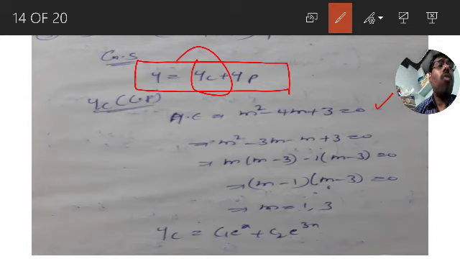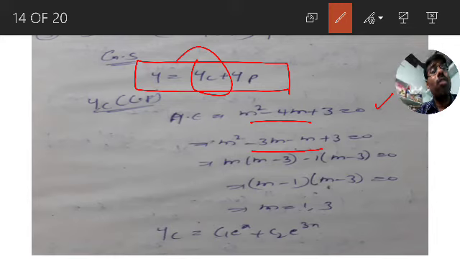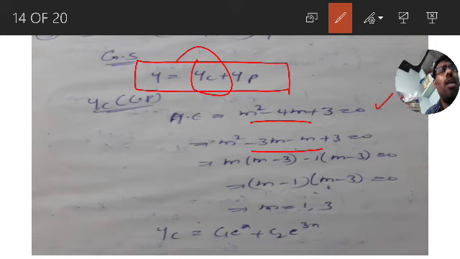So how to find the roots? Factorization. It is a quadratic equation. You see, m square minus 4m plus 3 is equal to 0. Minus 4m can be written as minus 3m minus m, because if you add, it is minus 4, and if you multiply, it is plus 3. From the first two terms take m common: m minus 3, and minus 1 common from the next two terms: m minus 3. Now take m minus 3 common: m minus 1 into m minus 3, m is equal to 1, 3.